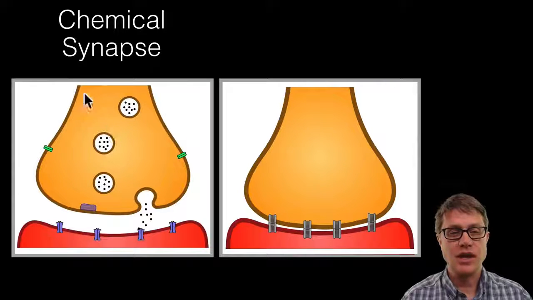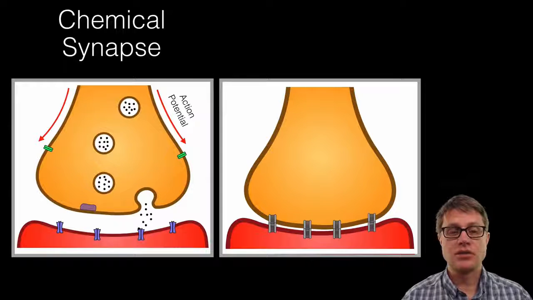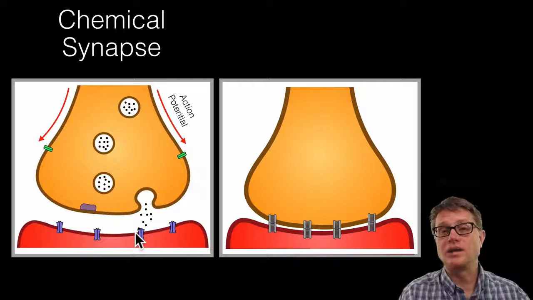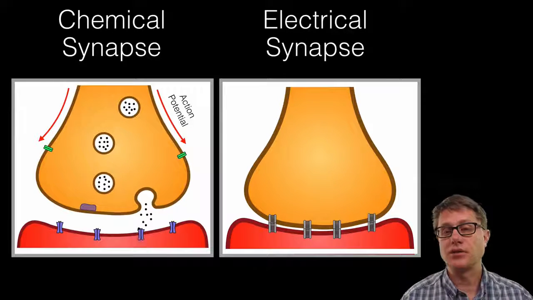In a chemical synapse, an action potential moves down a nerve, down a neuron. It triggers the release of neurotransmitters into the gap that are going to dock with receptors on the other side. Now, that's only one type of synapse. We also have electrical synapses.